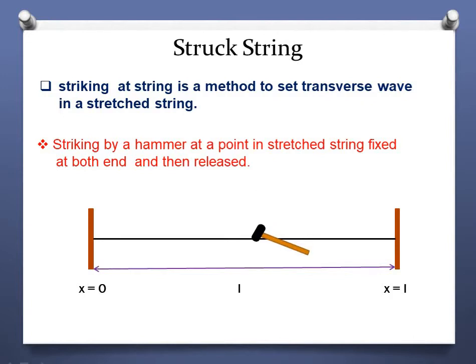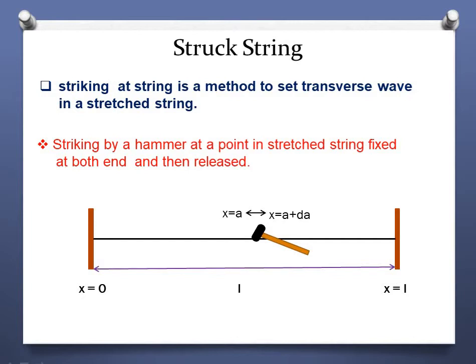You don't think that you have to use this kind of hammer. Suppose the point of strike is x equals A, and the element over which this hammer is striking is dA. Now this is the setup for the struck string, and what we are going to do is solve the wave equation in this setup and try to find out the modes that exist in the string, the kind of vibration it will exhibit, and many more.